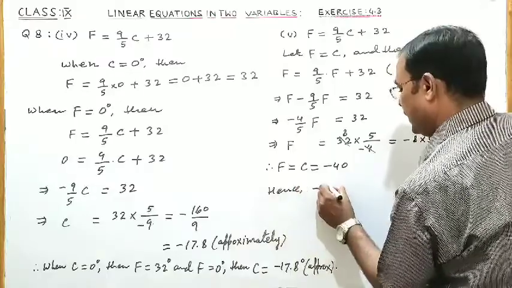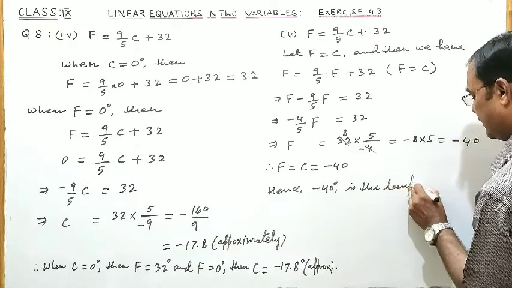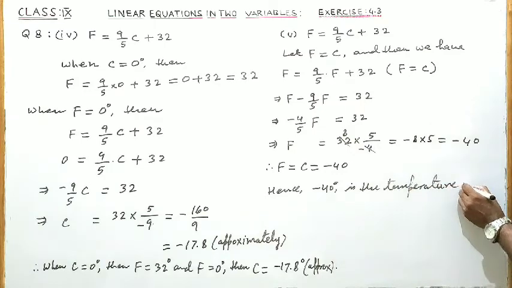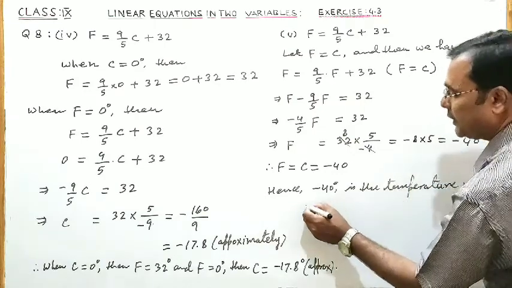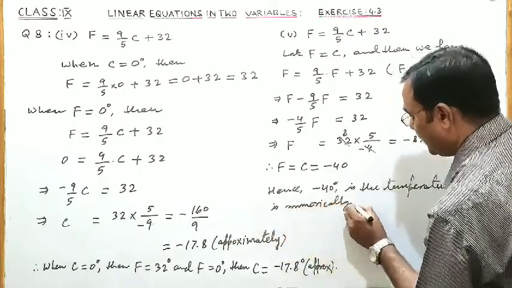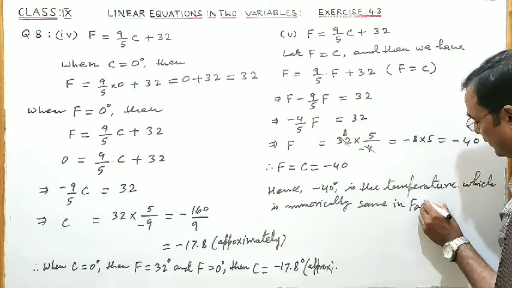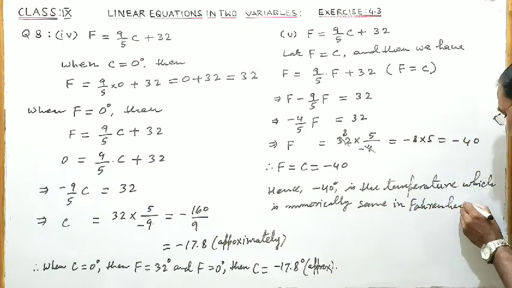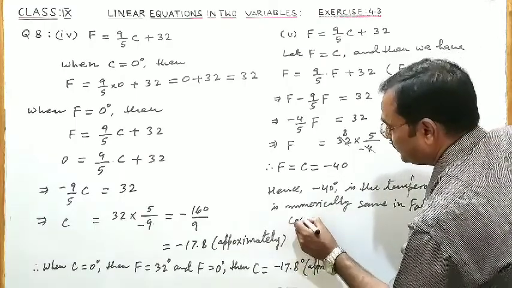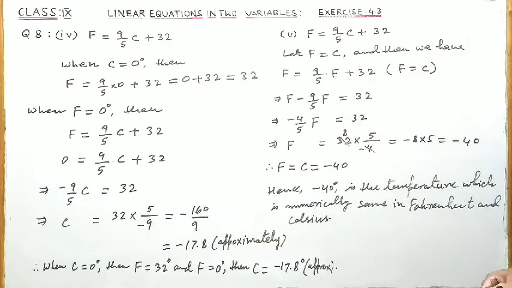Hence, minus 40 degree is the temperature which is numerically same in Fahrenheit and Celsius. This completes question number 8.